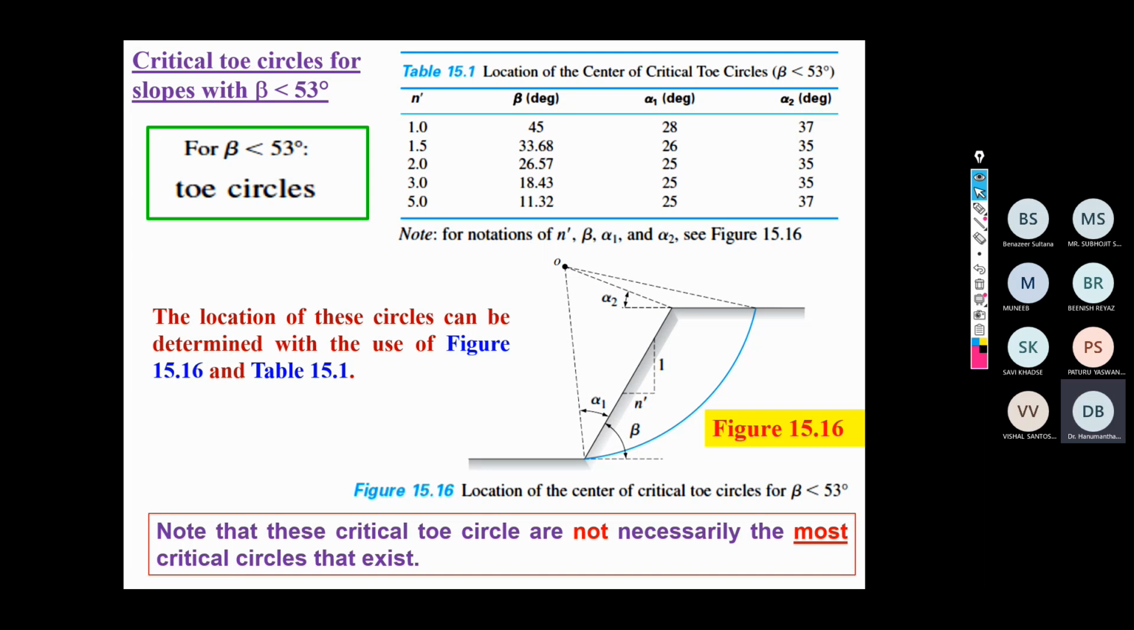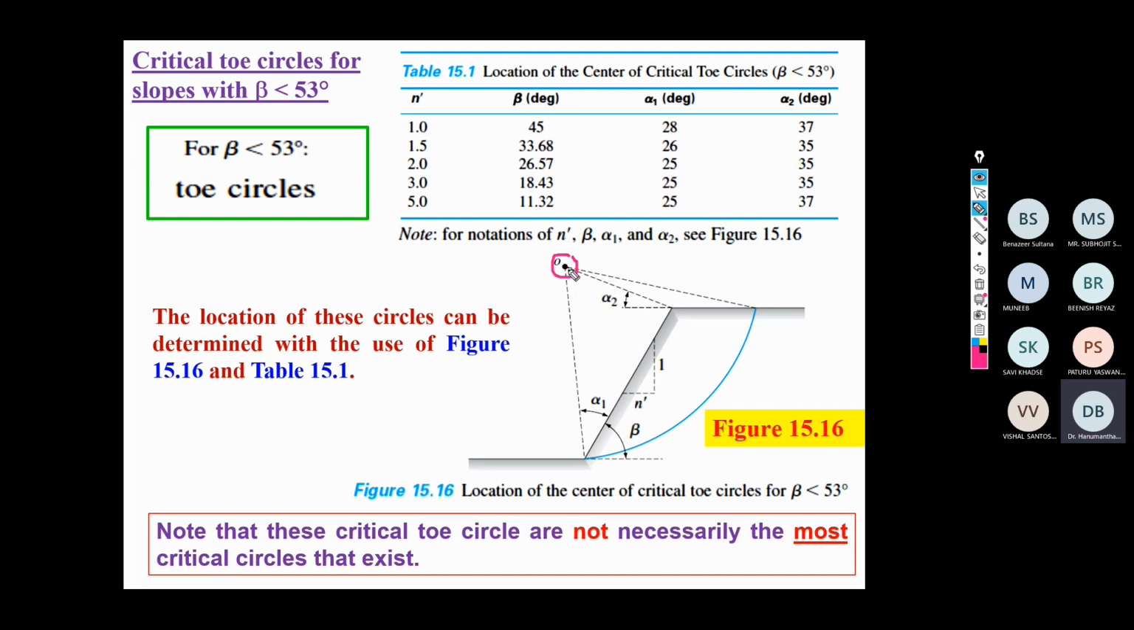In the last slide, we were discussing how to identify the center of the toe circle if the beta is greater than 53 degrees. But what about the identification of the center of the toe circle if the beta, or the slope, is maybe toe or maybe slope failure? So in such a situation, how to identify the center of the toe circle?